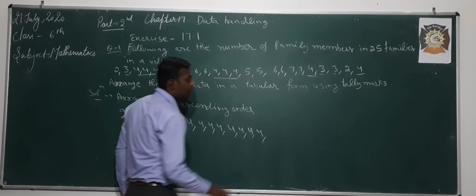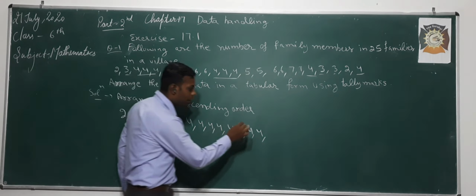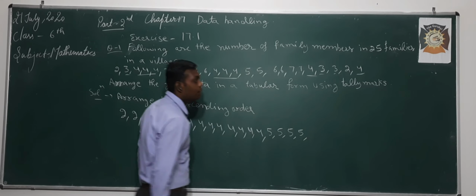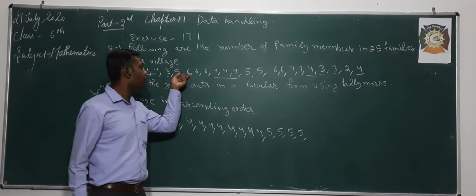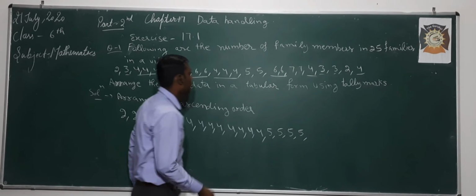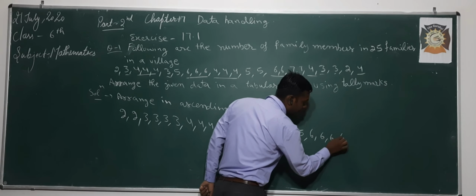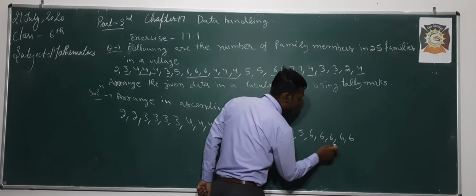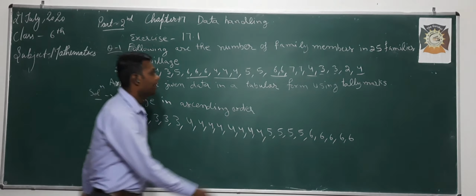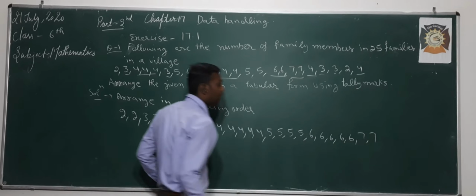Next, 5 appears 4 times. Next, the number of family members is 6, and 6 appears 5 times. And the last, the highest family member count is 7, and it appears 2 times. Now count it. It should be 25.